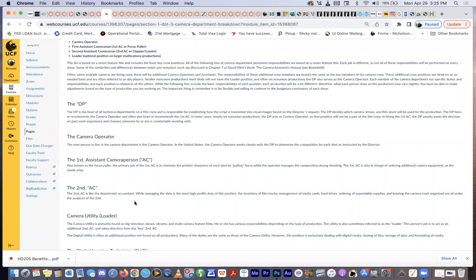Those are the broad descriptions of each of these individuals and their key duties within the department. They're also basically equally consigned to the responsibility of making sure that the cameras are transported and stored properly, that they're cleaned and maintained effectively, that all of the equipment is serviced when necessary.